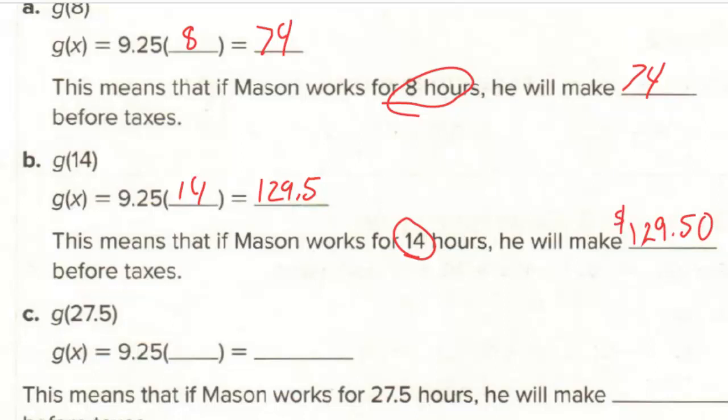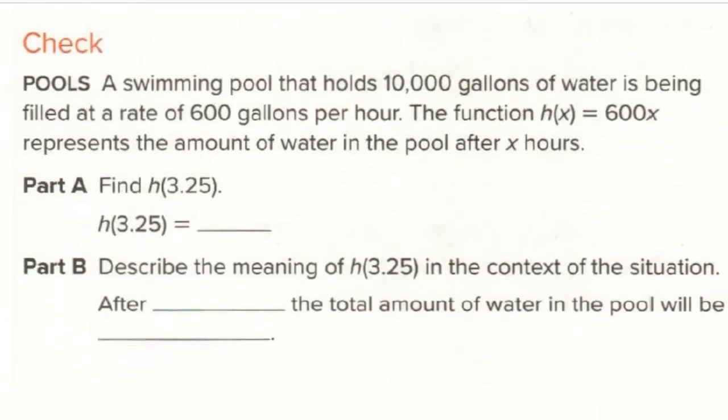So 27.5, we're going to substitute that in for x. 27.5 times 9.25, and that's going to give us 254.375. That means he's worked 27.5 hours. He will make how much before taxes? Well, it is money, so we have to round this, $254.38. Go ahead and pause the video and attempt the check here.